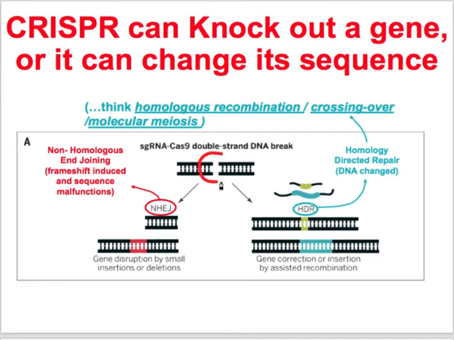We can direct it to make a break, okay? In a lot of cases, this break is going to occur and cause something called non-homologous end joining. This is going to damage the gene because it's not a very good repair mechanism. This red right here represents that the protein is going to be truncated and ruined, basically.